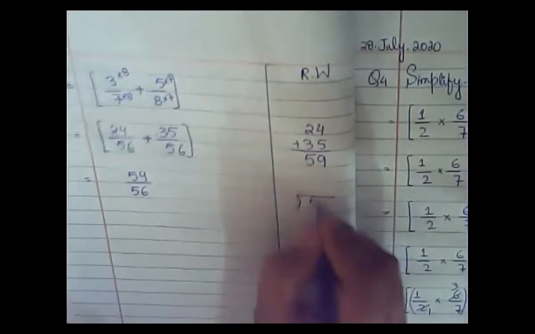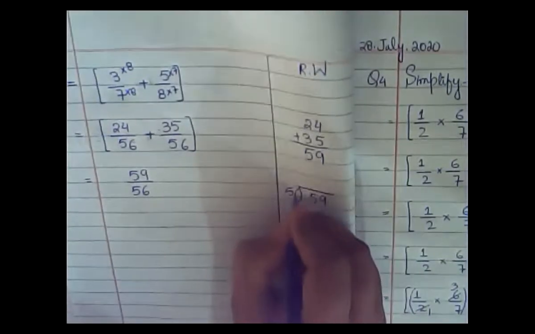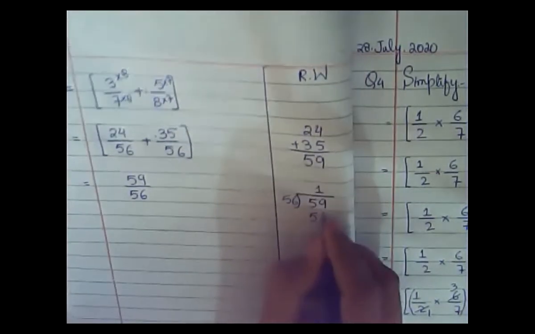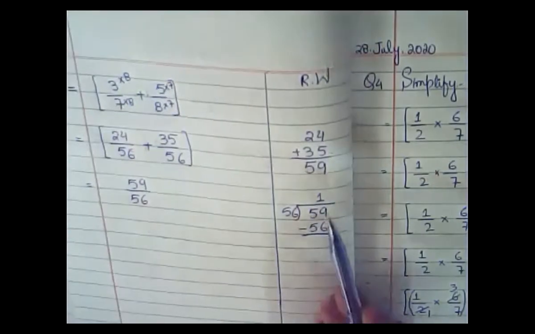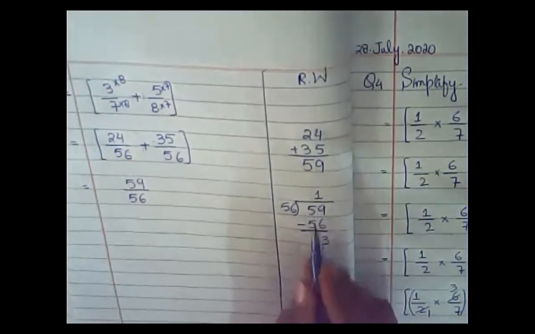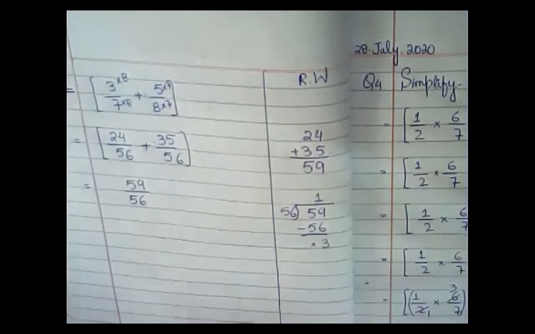So now move on to this again. 59 upon 56, here I write 59 and divide this by 56. 56 ones are 56, and then after subtracting, what I will get here: 9 minus 6 will become 3 and 5 minus 5, nothing will be left here.